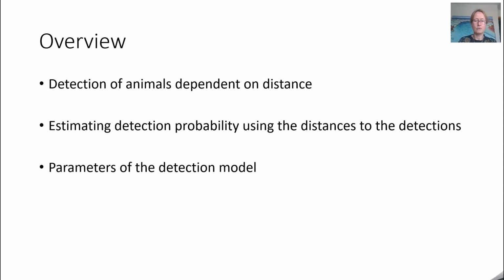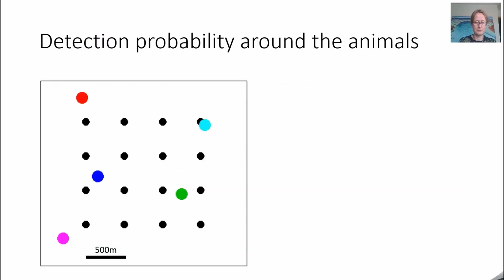We'll learn how detection depends on distance between you and the animal. We'll learn how you can use the distances to estimate how detection probabilities decrease with increasing distance in a detection model, and we'll see what the parameters of the detection are that require estimation.